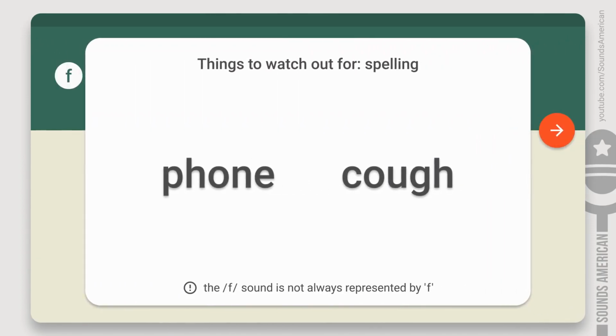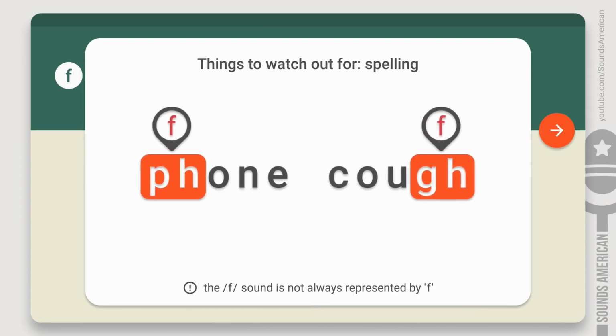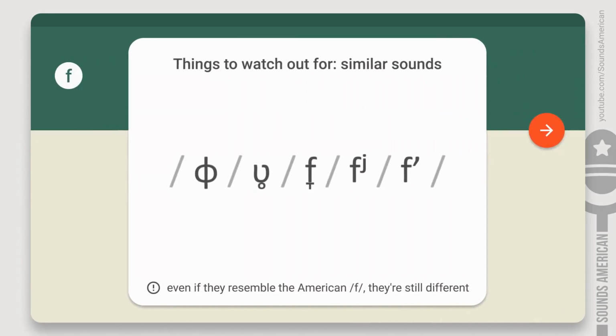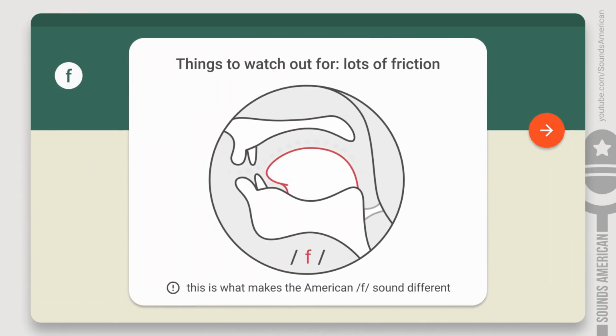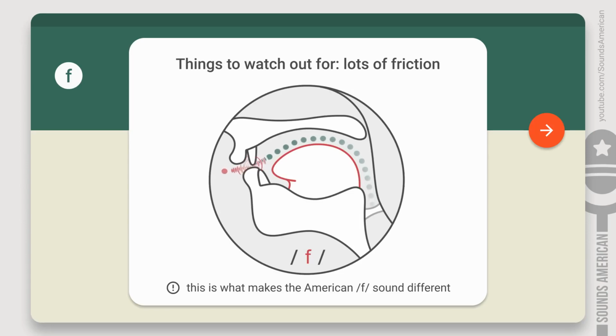First, this sound is not always represented by the letter F, and this can sometimes be a problem. Second, similar sounds exist in many languages, and some non-native speakers use their native f consonant when they speak English. Third, and most importantly, Americans pronounce their f with lots of friction. Let's find out how they do it.